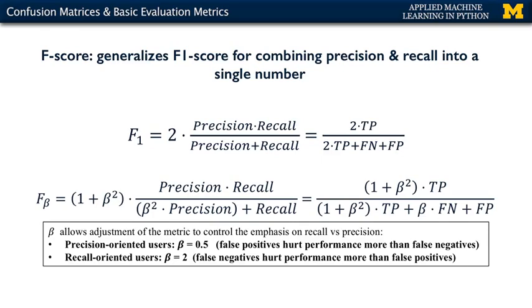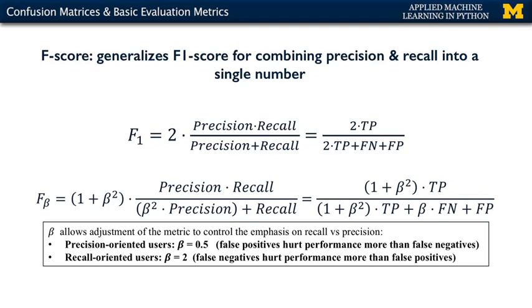This F1 score is a special case of a more general evaluation metric known as an F-score that introduces a parameter beta. By adjusting beta, we can control how much emphasis in the evaluation is given to precision versus recall. For example, if we have precision-oriented users, we might set beta equal to 0.5, since we want false positives to hurt performance more than false negatives. For recall-oriented situations, we might set beta to a number larger than 1, say 2, to emphasize that false negatives should hurt performance more than false positives. The setting of beta equals 1 corresponds to the F1 score special case, that we just saw that weights precision and recall equally.